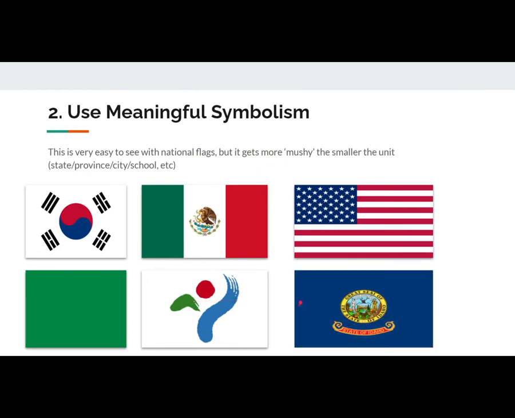And then here, this is the flag of the state of Idaho. There's a lot here. There's a lot of words. And the symbols don't mean a whole heck of a lot to Idaho in particular. There's a little miner guy. And Idaho has lots of mining of precious gems, of iron and coal, things like that. So meaningful symbolism, countries are really good at this, but the smaller we go down to state or provincial or city or university level, flags get a lot more difficult to use meaningful symbols.